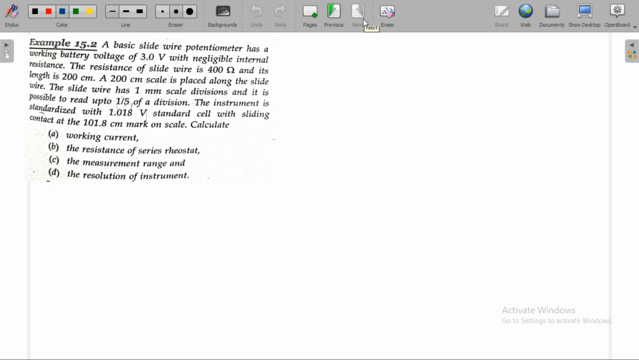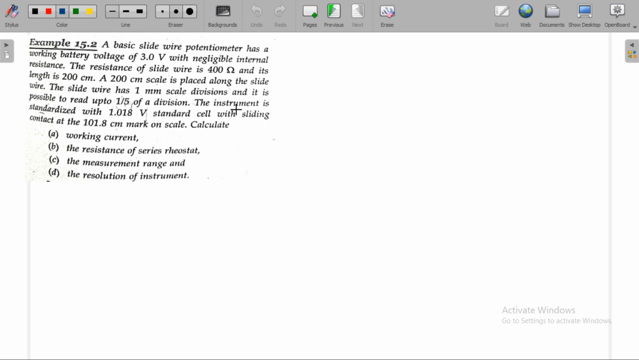Coming to the next problem. A basic slide wire potentiometer has a working battery voltage of 3 volts with negligible internal resistance. The resistance of slide wire is 400 ohms and its length is 200 centimeters. A 200 centimeters scale is placed along the slide wire. The slide wire has 1 mm scale divisions and it is possible to read up to 1 by 5th of a division.